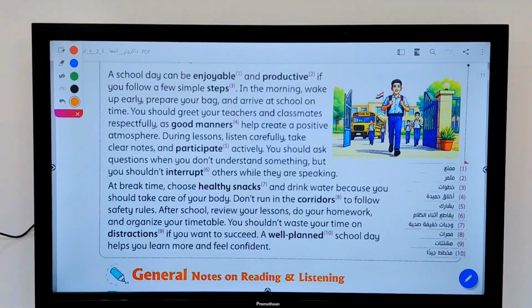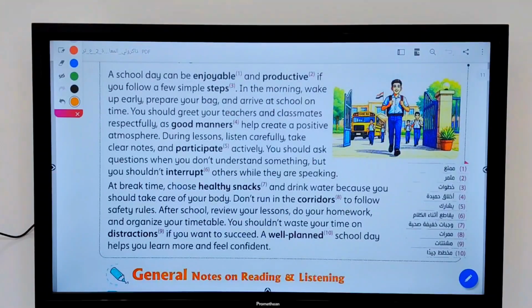In the morning, wake up early, prepare your bag, and arrive at school on time. You should greet your teachers and classmates respectfully, as good manners help create a positive atmosphere. During lessons, listen carefully, take clear notes, and participate actively. You should ask questions when you don't understand something, but you shouldn't interrupt others while they are speaking.